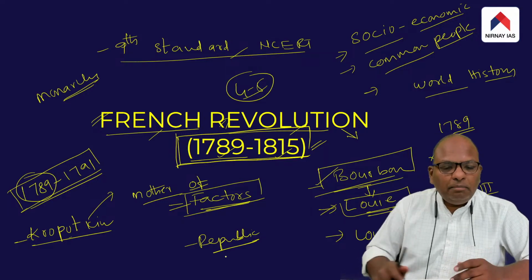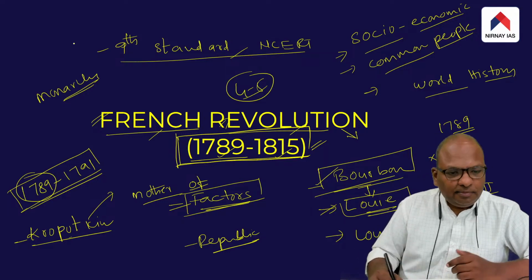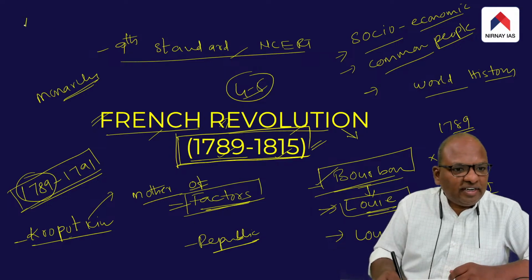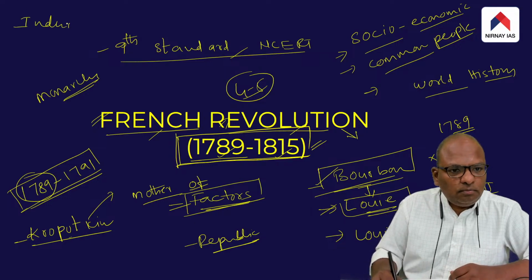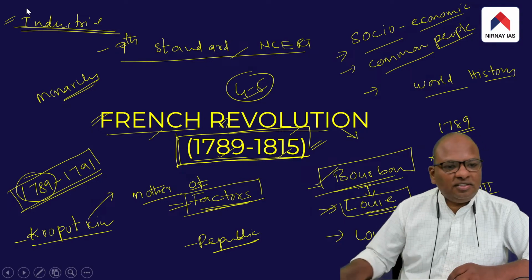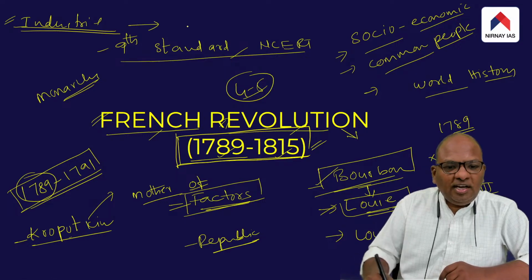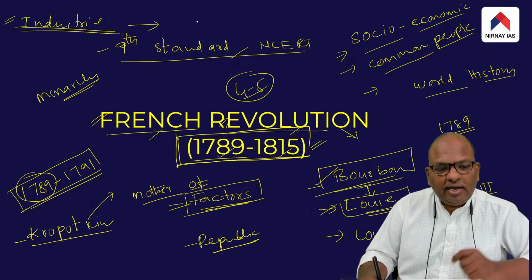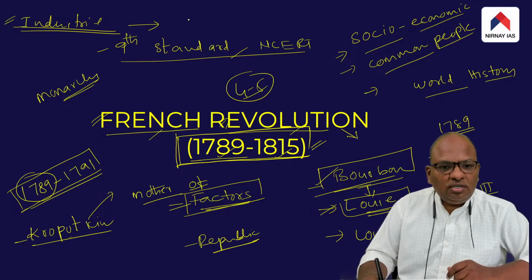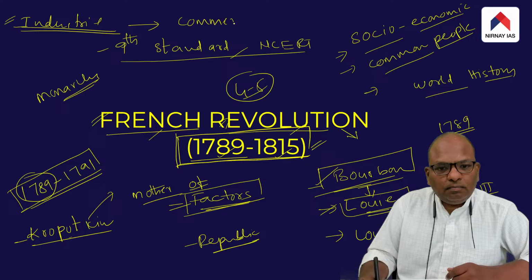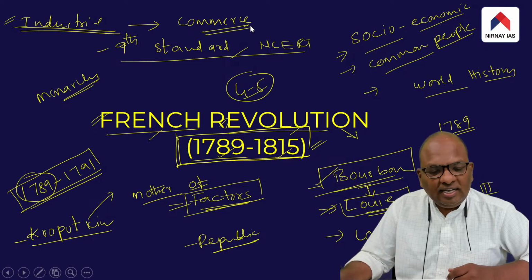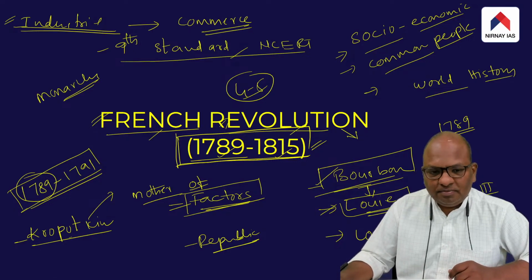So for example, many revolutions have occurred in different parts of the world. For example, the Industrial Revolution. We will be discussing this Industrial Revolution later in course of time. This Industrial Revolution was mostly confined to manufacturing activity. It greatly impacted commerce.